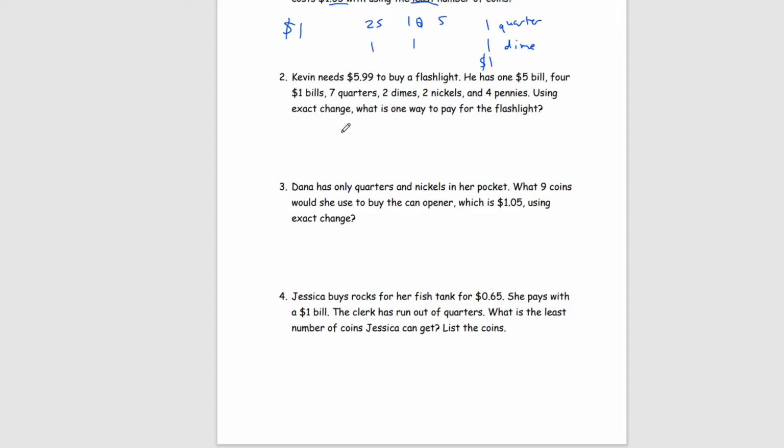Number 2, we have Kevin needs $5.99 to buy a flashlight. He has one $5 bill, 4 $1 bills, 7 quarters, 2 dimes, 2 nickels, and 4 pennies. Using exact change, what is one way to pay for the flashlight? So, looking at this, the question is asking what is one way we can possibly pay for it.